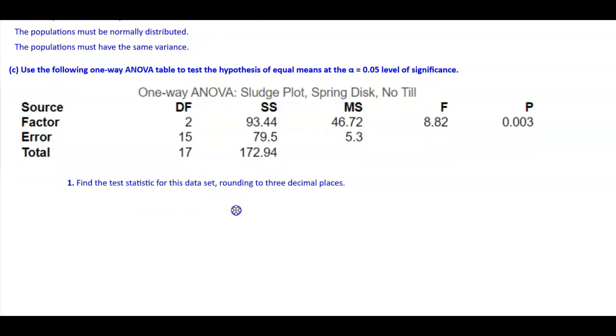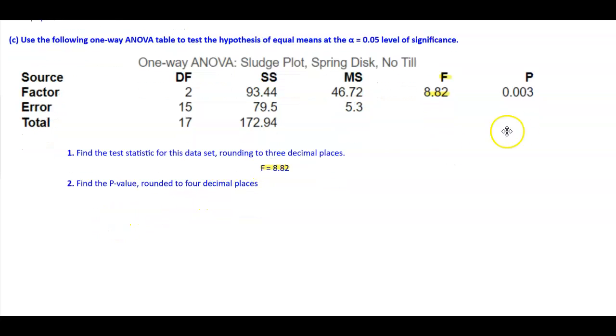So the first thing we need to do is find the test statistic for this data, rounding it to 3 decimal places. If we take a look over here, F, there is our test statistic. So therefore, F is going to equal 8.82. Okay, and then we want to find the p-value rounded to 4 decimal places, which is only rounded to 3 decimal places here. So the p-value here is 0.003.